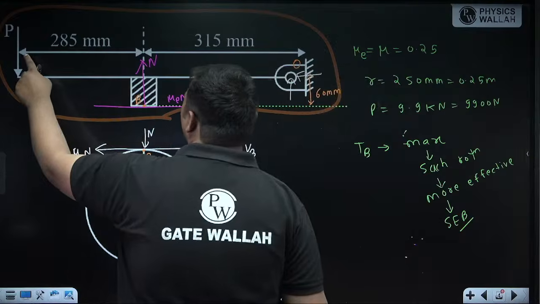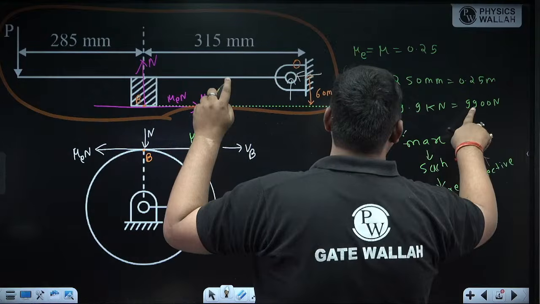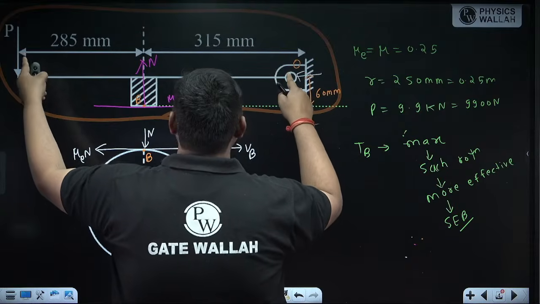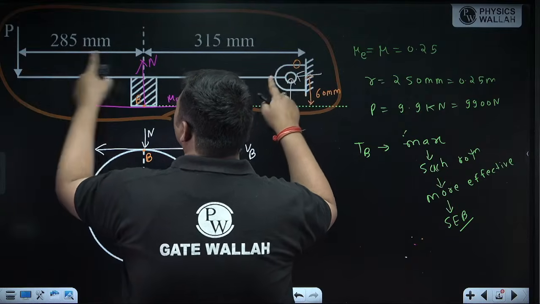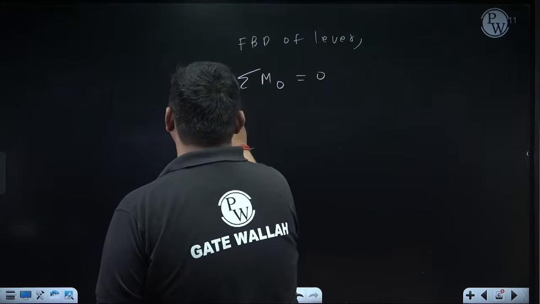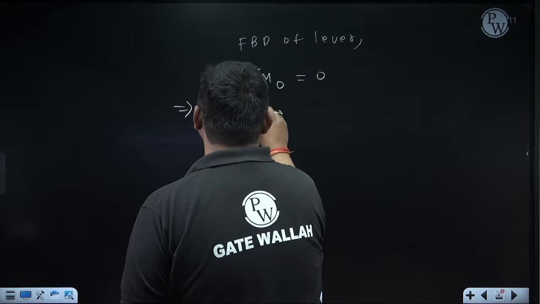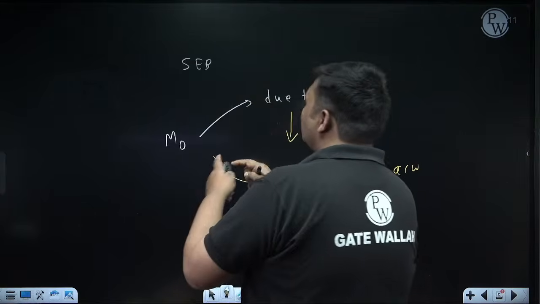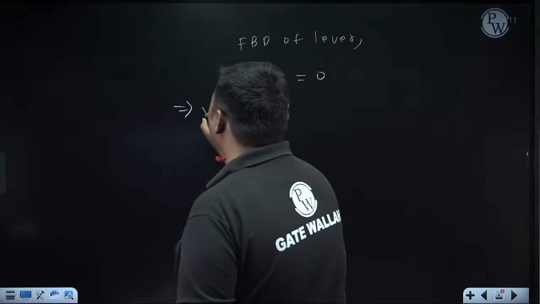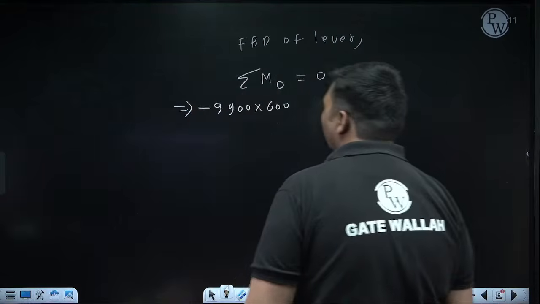One by one: moment due to braking effort P about O, and the value of P is given, it is 9900 Newton. Its perpendicular distance from O means this distance. This distance is 315 plus 285, 600 mm. So the moment of braking effort P about O is 9900 into 600. Direction: effort P about O is rotating anti-clockwise. For clockwise I am using plus, so for anti-clockwise we will use minus.